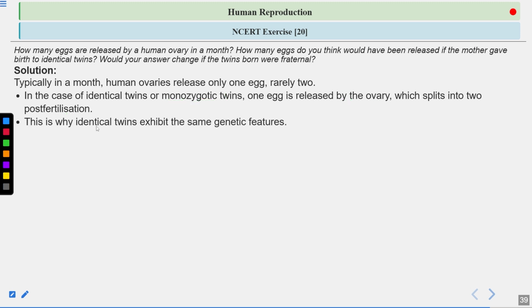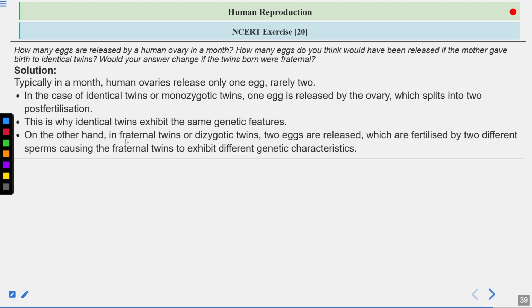This is why identical twins exhibit the same genetic features also, because they have developed from a single zygote. On the other hand, fraternal twins, also known as dizygotic twins. How are dizygotic twins formed? These are not identical twins. Here, two eggs are released, and these eggs are fertilized by two different sperms, causing the fraternal twins to exhibit different genetic characteristics. So these fraternal twins are not identical twins because there are two eggs produced, fertilized by two different sperms.